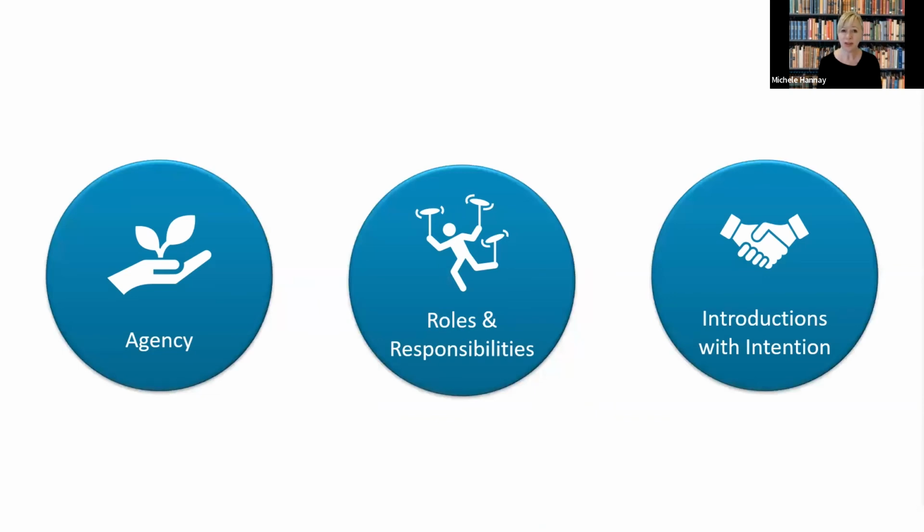So that's it. That's all three of the strategies. And now we'll move into breakout rooms to discuss them.